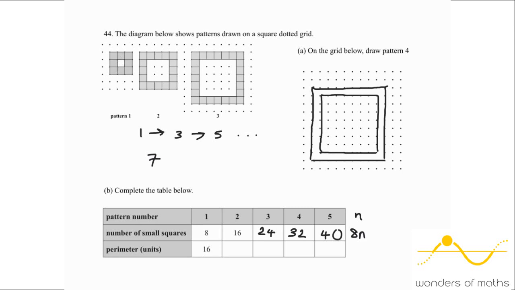Now if we manually count the perimeter of pattern 2, we get 32. Can you notice a pattern? If the pattern number is your nth term, then the perimeter of the pattern is 16n. We can use this rule to complete the table.